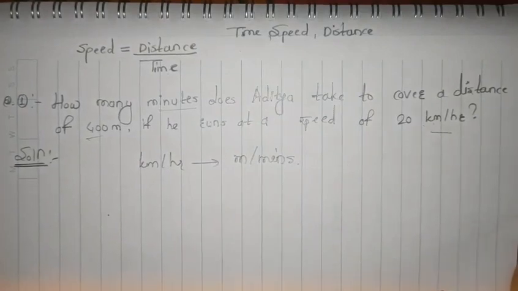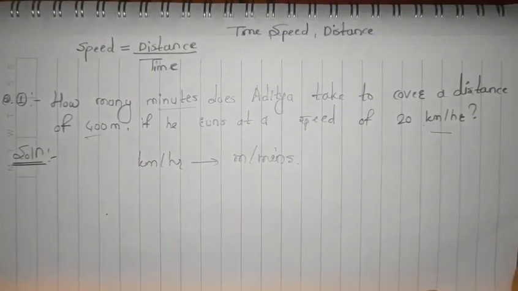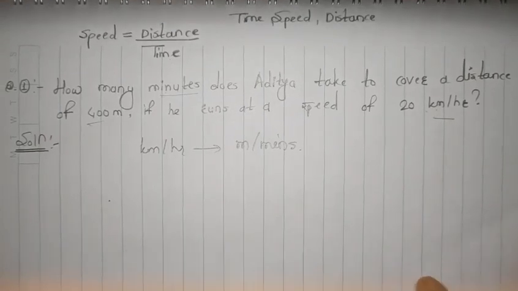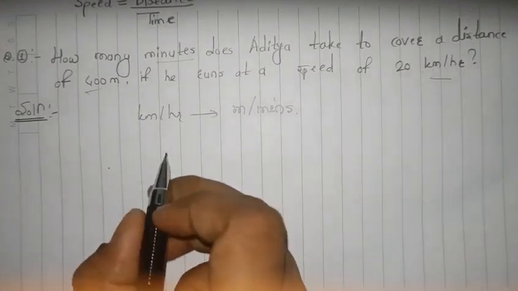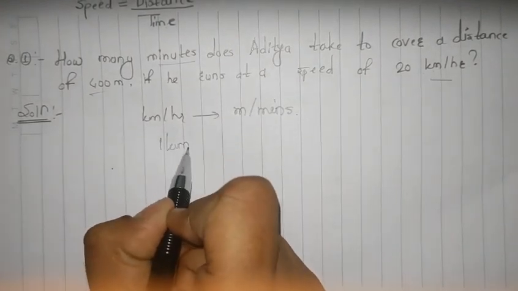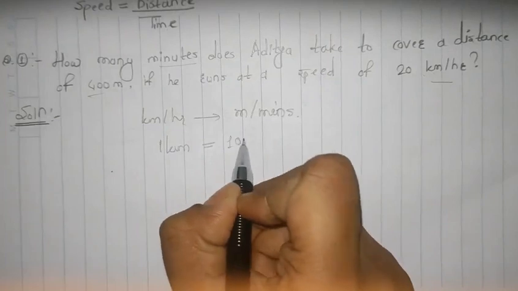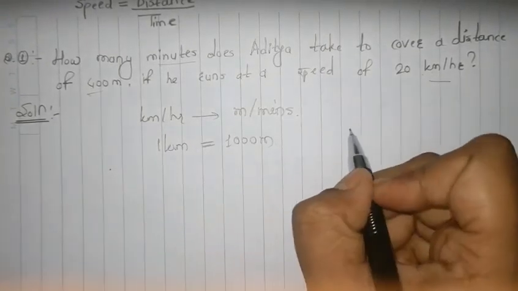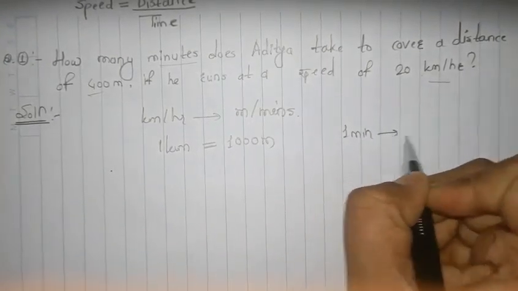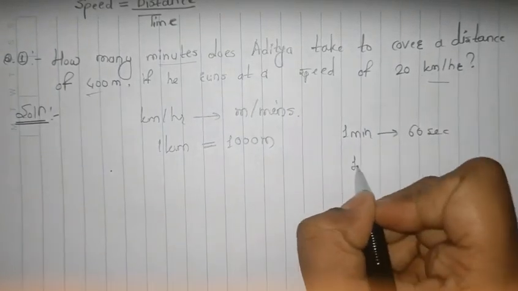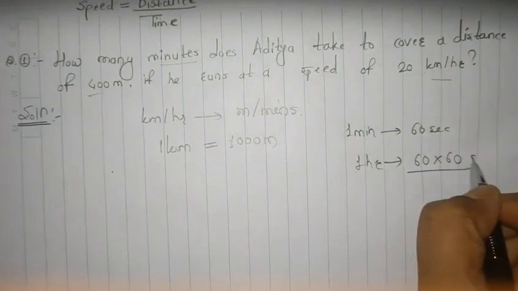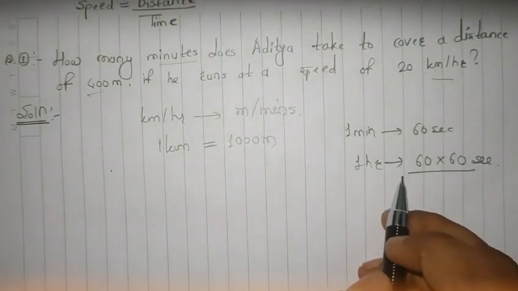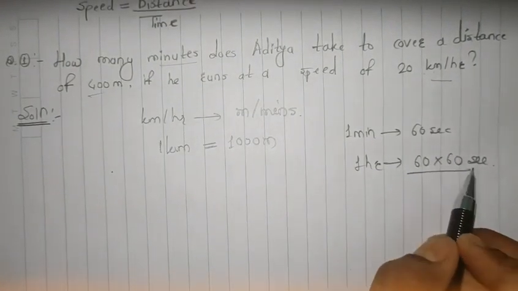I don't want you to remember the formula of multiplying by 5 by 18 or 18 by 5. Just have a basic understanding. When we convert kilometers to meters, what happens? 1 kilometer is equal to 1000 meters, right? And 1 minute is 60 seconds. Similarly, 1 hour is 60 into 60 seconds. Why? Because 1 hour is 60 minutes and then 60 seconds.